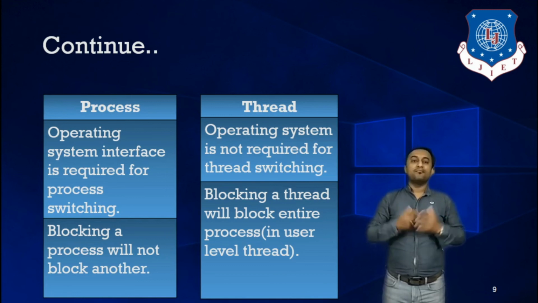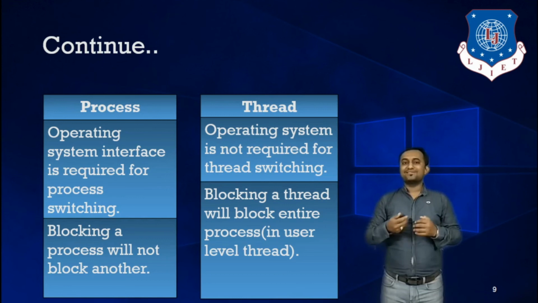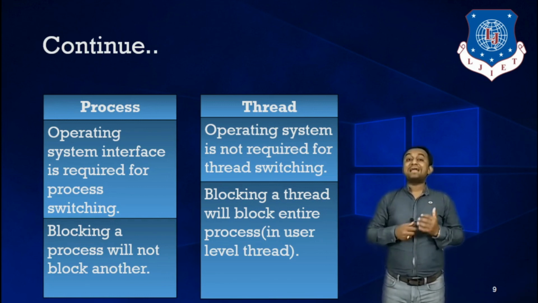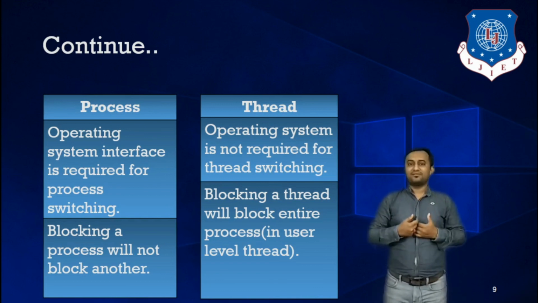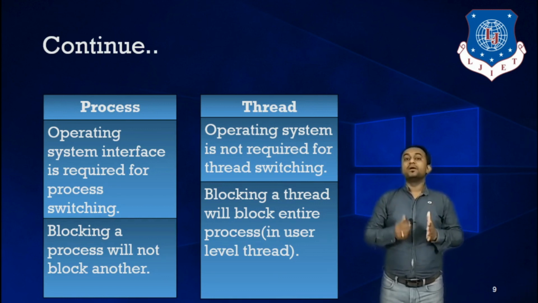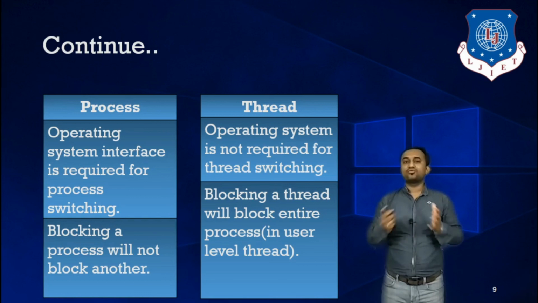Another difference is that blocking a process will not block another, because they do not share address spaces. If one process is blocked, it will not affect the other processes. They will work as they are. But in the case of threads, blocking a thread will block the entire process, specifically in user level thread. If one thread is blocked, the entire process will be blocked. That is applicable in the case of user level thread, which we are going to discuss in the upcoming session. There are two types of threads: one is user level thread and the second is kernel level thread. In the case of user level thread, blocking a thread will block the entire process.